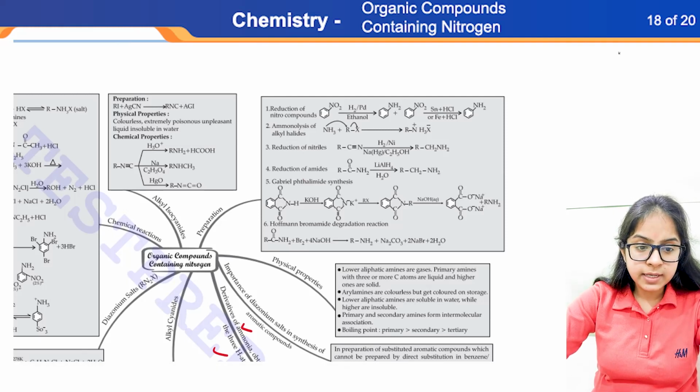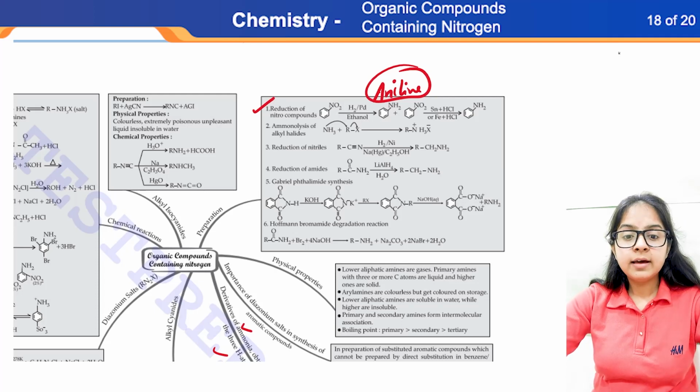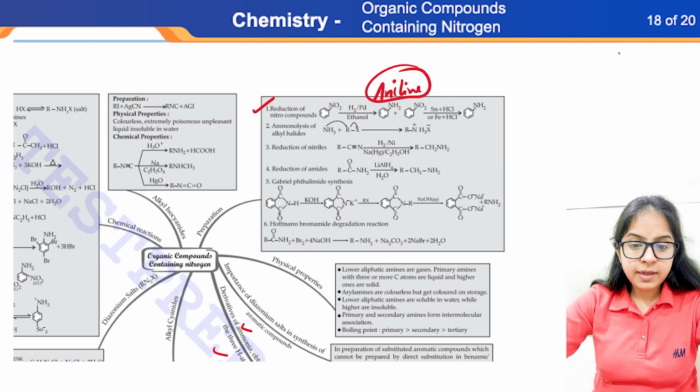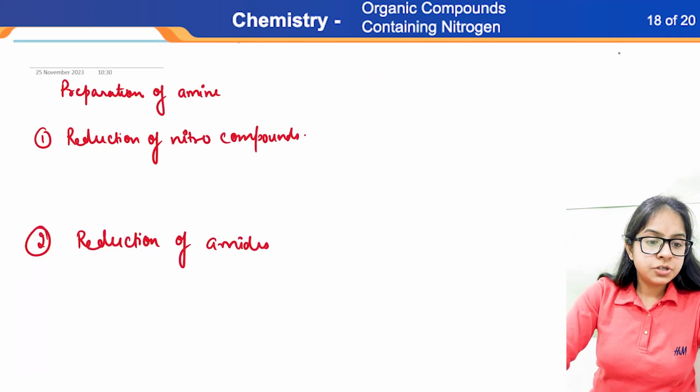The first preparation of amine is reduction of a nitro compound. Nitro is NO2, and in the presence of hydrogen and palladium, palladium is a catalyst over here and ethanol is a solvent, you will get an amine. This compound is aniline, and this is very important. After that, Fe/HCl will further reduce the NO2 to NH2. This is the reduction of a nitro compound.